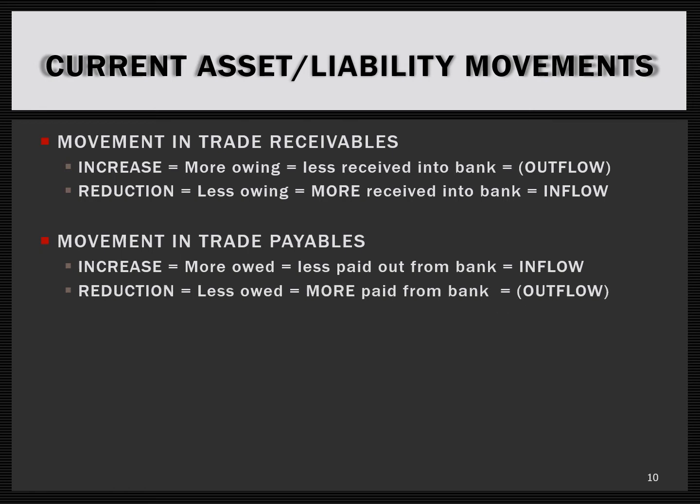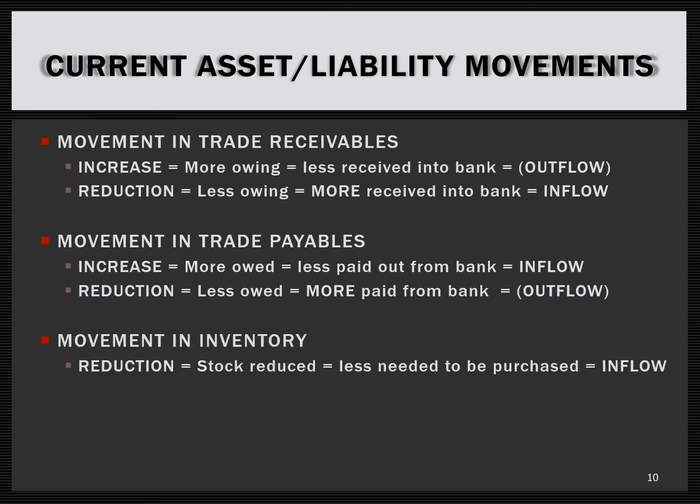But if trade payables has gone down, we owe less, so we've paid more. That's money gone out of the bank. That's a negative figure. And then finally, inventory. If inventory's gone down, that means that we've used up stock that we already had, and therefore there's no need to make any purchase. So there won't be money going out of the bank account. That's a positive addition to the amount of money in the bank, so that's an inflow.